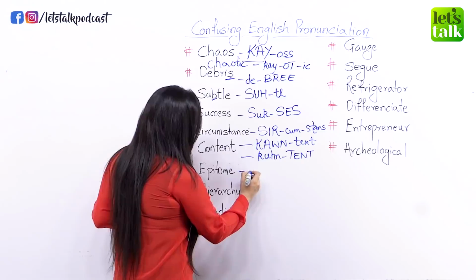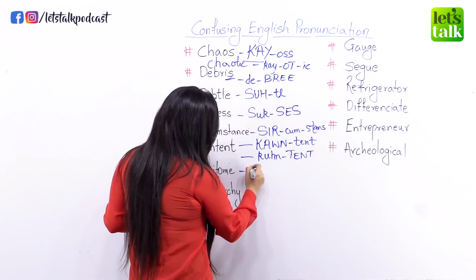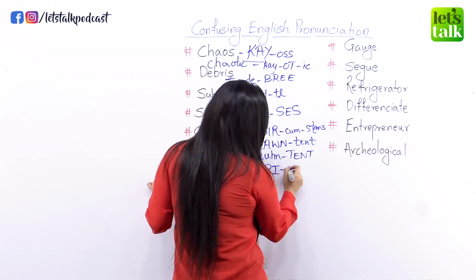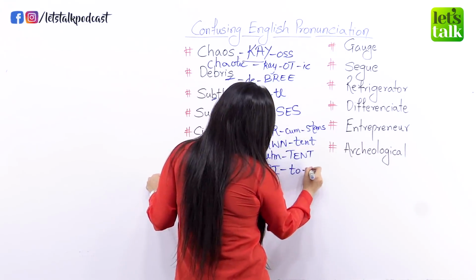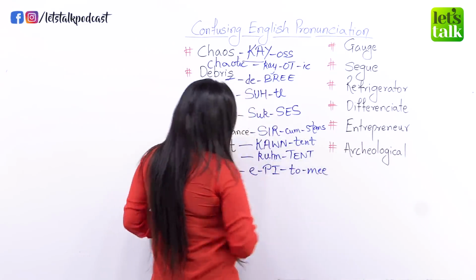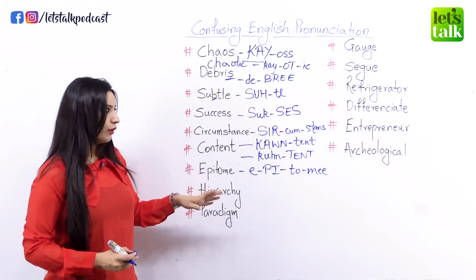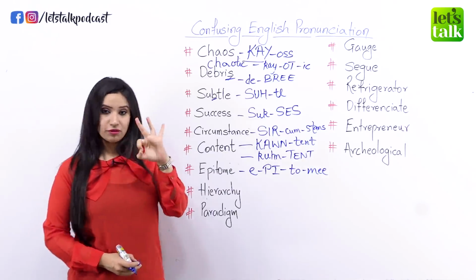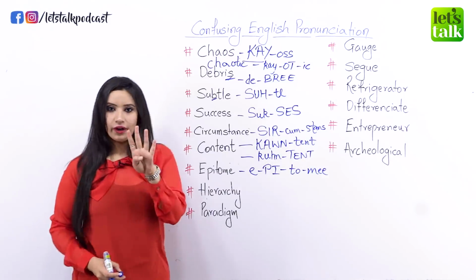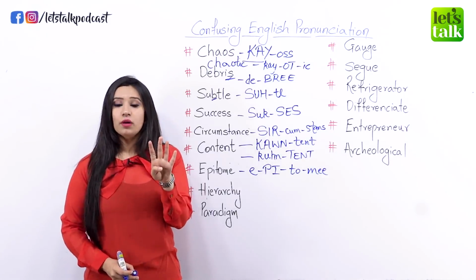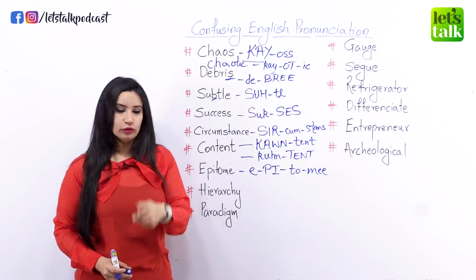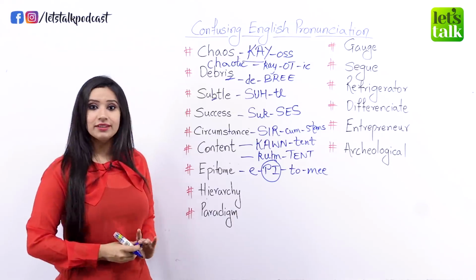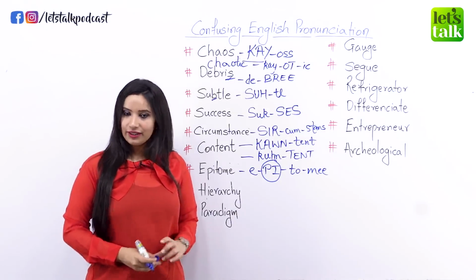This word is pronounced as epitome, okay? So in this word, we have four syllables. Like in circumstance, we have three. In this one, we have four. And here, the stressed part is the second syllable, okay? And it's pronounced as epitome, all right?